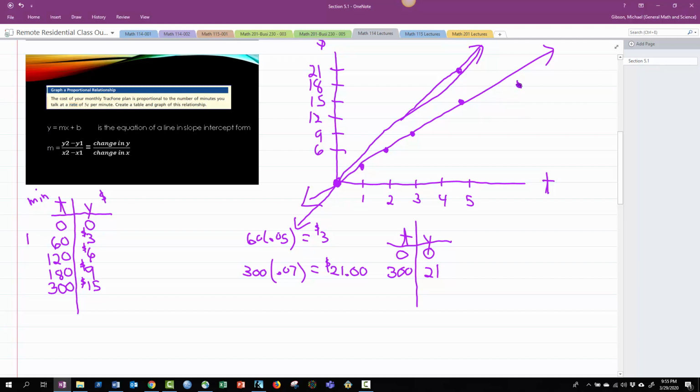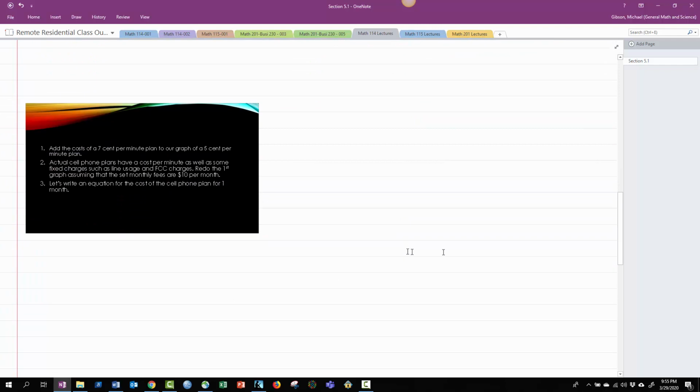This one is the slope from the 5 cents per minute. It's 0.05 per minute. This one is the line from 7 cents a minute, and the slope ends up being 7 cents a minute, because the slope is a rate. That's another thing that we're going to want to think about here.